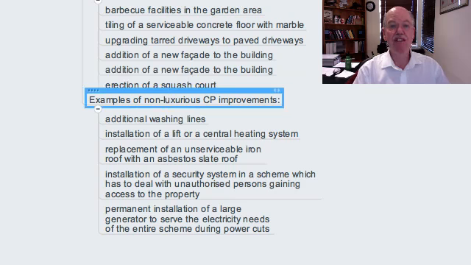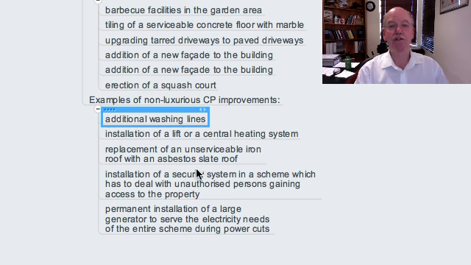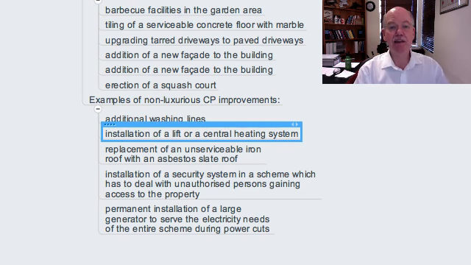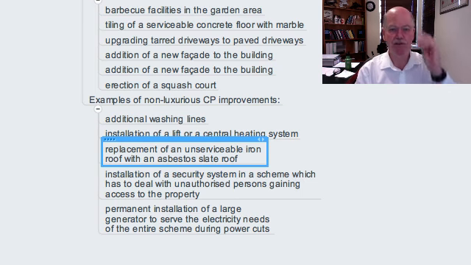On the other side, examples of non-luxurious common property improvements. Additional washing lines, clearly useful. The installation of a lift or a central heating system, again, there are obviously uses associated with these particular things, even though with a lift or a central heating system, you're probably talking considerable expense. Replacement of an unserviceable iron roof with an asbestos slate roof.